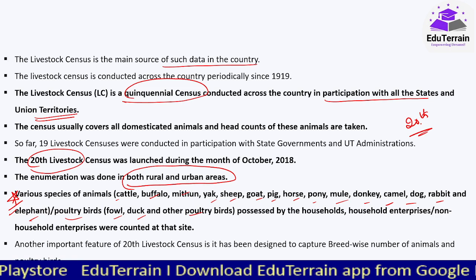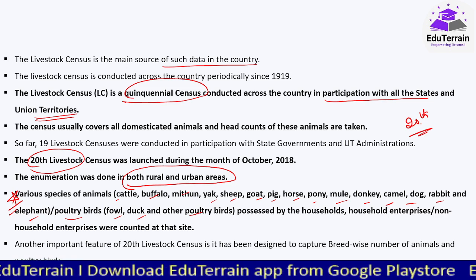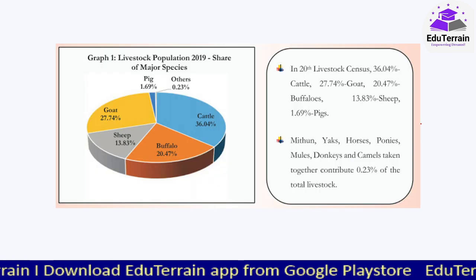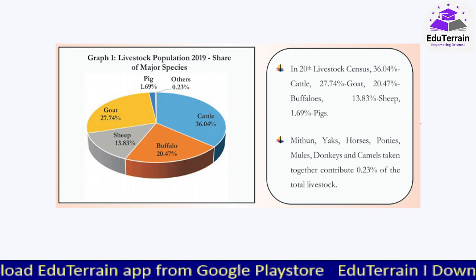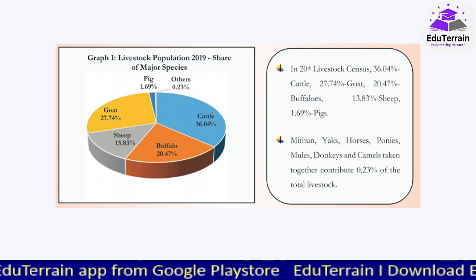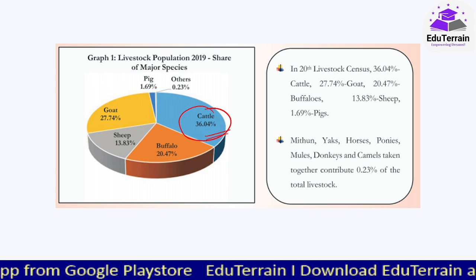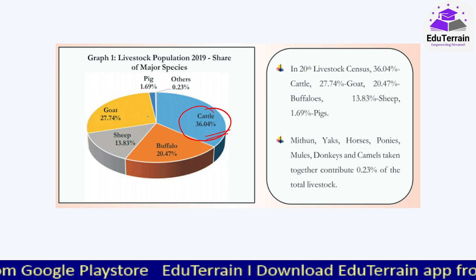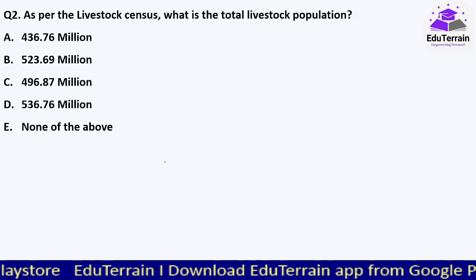The 21st is yet to happen. For that, the enumeration training is being given to the personnel who will be involved in this. So that is what is going on now. As you can see here, of the total population of livestock, cattle is 36.04%, which is highest. After that comes goat, after that comes buffalo. Okay, as you can see here.